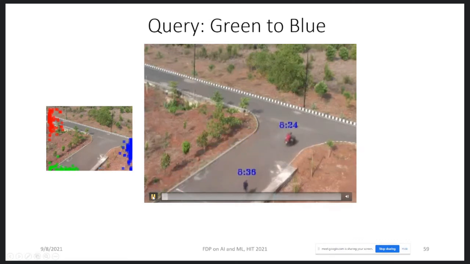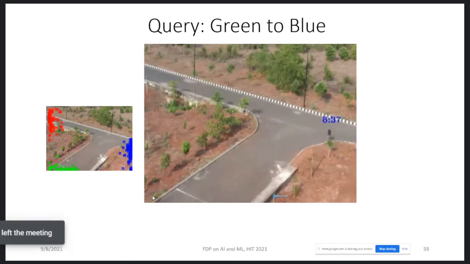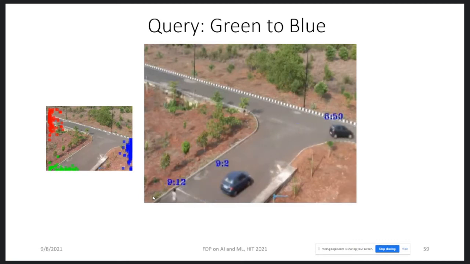So when the synopsis query was given green to blue, this is the synthesized video. The background is static. All the moving objects are actually dynamically pasted on the background frame. That's why you can see some of the false positive cases like 9, 12. And what are the numbers? These numbers are actually when these vehicles actually move.